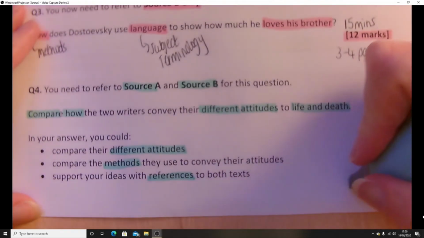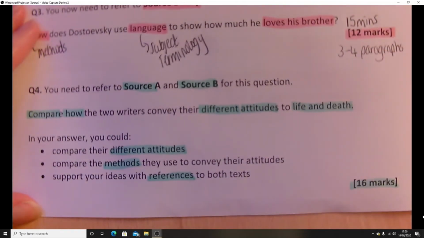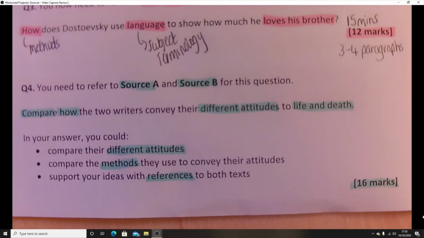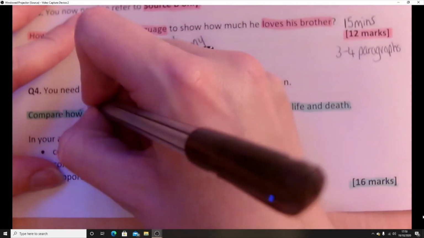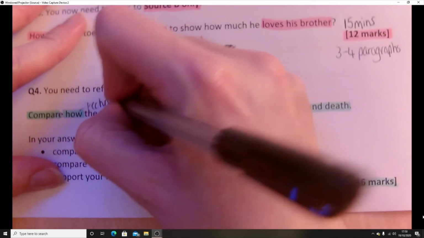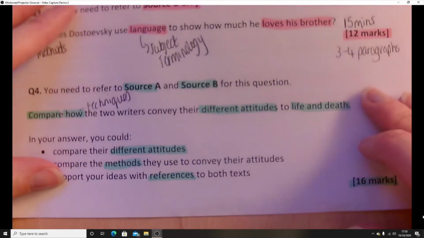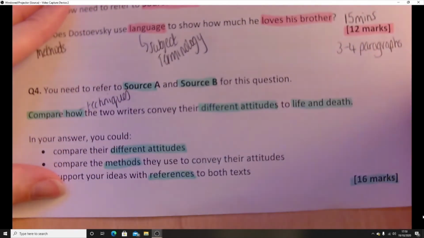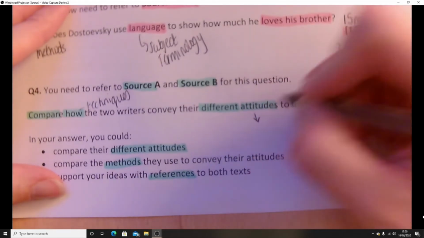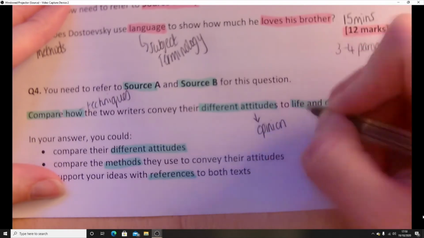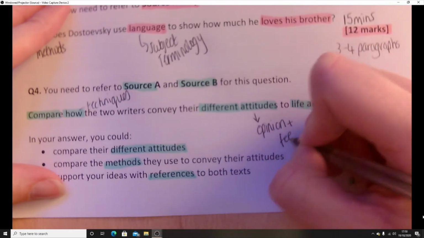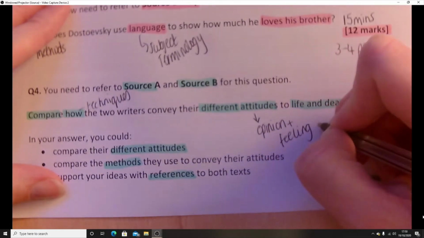It's a 16-mark question, so again, I know then how much time I should spend and how many paragraphs I need to be writing by that, which I will annotate in a second. So it's a how question, so I know I need to look at techniques. I know that it is different attitudes. Now, different attitudes means that I need to pick out their opinion and their feelings and their thoughts basically on things.